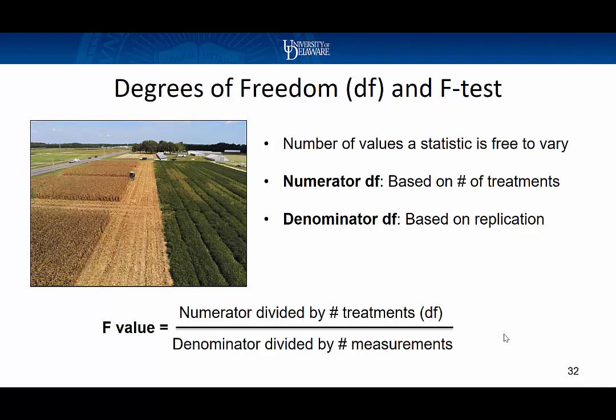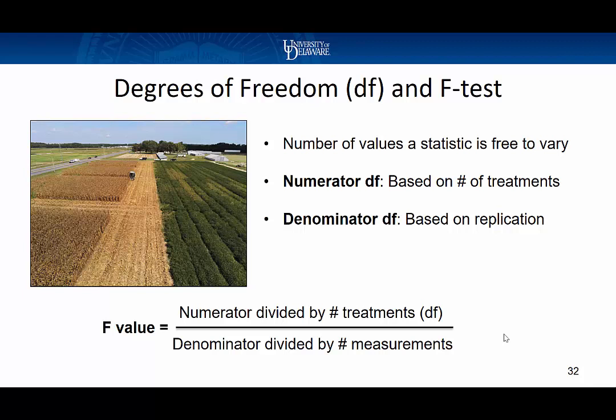I'm not giving you the equations for statistics because they can be very difficult to look at and read. There's something else we do with the F value, and we divide that variance by degrees of freedom. Degrees of freedom is another statistical term that you can just relate back to how many treatments did you have or how many replicates did you have. So that variability in the top of the F value is divided by the number of treatments. So if you keep increasing your treatments, you make that top number smaller.